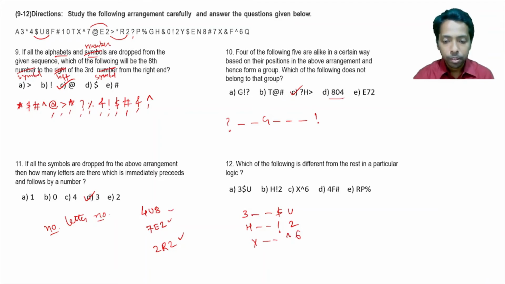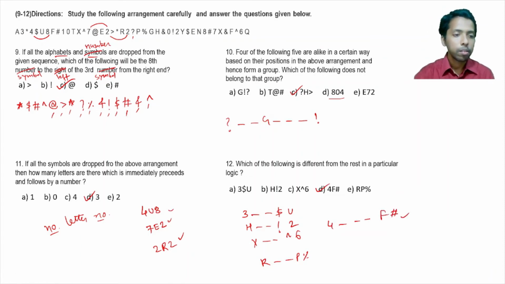Okay. Now 4, where is 4? 4F, 4, 1 2 3F, right? So 3F hash, this is the odd one, most probably. Just check the next one. R, 1 2, P percentile, yes, P percentile. So this is odd. Why? Because 4, 3 gap F hash. This is different. 4, 3 gap hash, right? So I hope this set is also clear to you. Now moving to the next one.